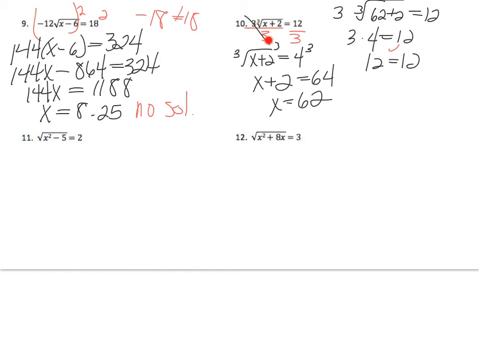Okay, next one. I went ahead and divided the 3 by both sides here because it was an easy division. The 12 didn't go into 18, so I didn't do it. So that gave me cube root of x plus 2 equals 4. I cubed both sides. X plus 2 equals 64. X equals 62. Checked my work, and I was good to go. Let's try 11 and 12.